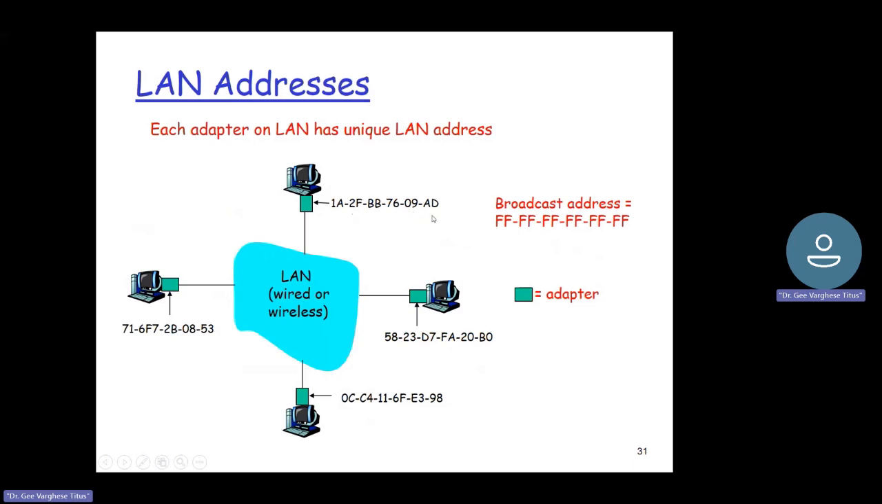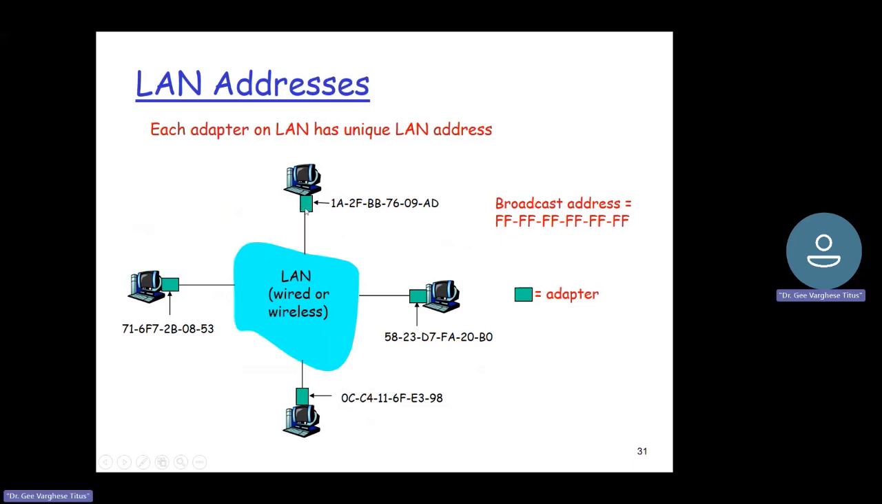1A2FBB7609AD. And if you check the MAC address of your laptop, your desktop, or your mobile phone, you can see that. So if you want to communicate, you need to have a MAC address. But the most common one is a broadcast address. If it's a broadcast address, that means I don't have a specific source. I want to transmit the information to all, then my MAC address would be FF, all Fs.